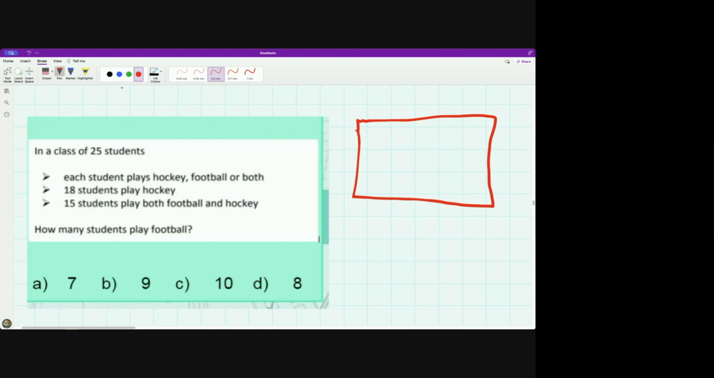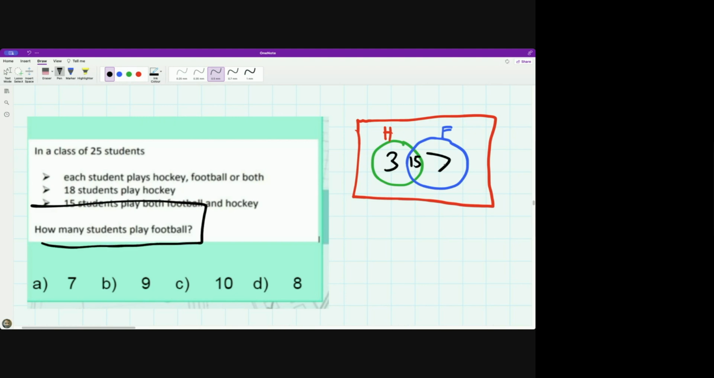Okay, let's have a look. Each student plays hockey, football, or both. So what that's actually saying, so let's have hockey and then football. And it says every single student is inside these two circles. So there's actually nobody outside these circles. It says 15 play both of these, which then means if 18 play hockey, that must be 3. And since in total all 25 go in there, this has to be 7. How many students play football? 20.